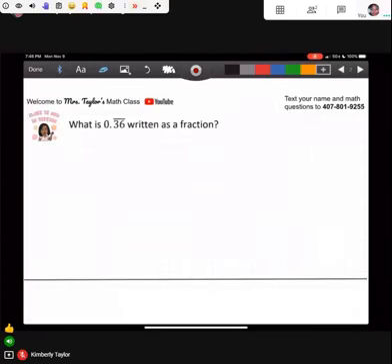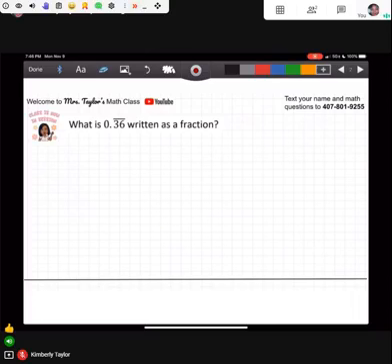Alright, so 8th grade math. For the 8th graders, some of these problems I'm going to do tonight, some of them require calculators, some of them do not. So I'll probably be using a calculator to speed up the process on some of the problems. So it says, what is 0.36 repeated, written as a fraction?